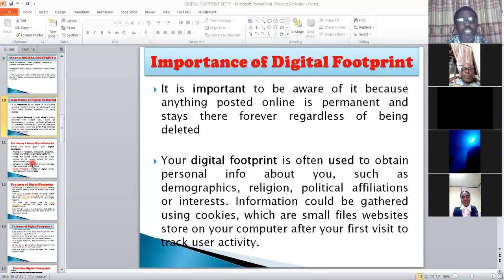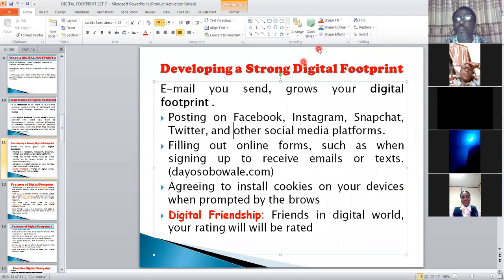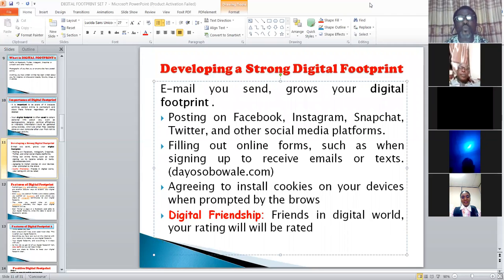Now let's move on. The next thing: how do you develop a strong digital footprint? Well, one thing you do is you're posting on Facebook. You have to watch it. When you post on Facebook, it's one of the ways you can build yourself in having a good digital footprint. And what do you do when you are posting on Facebook? Post what is right. That is all. Stop posting your family pictures. I've warned about this. You're also posting on Instagram, Snapchat, Twitter, and other social media platforms.